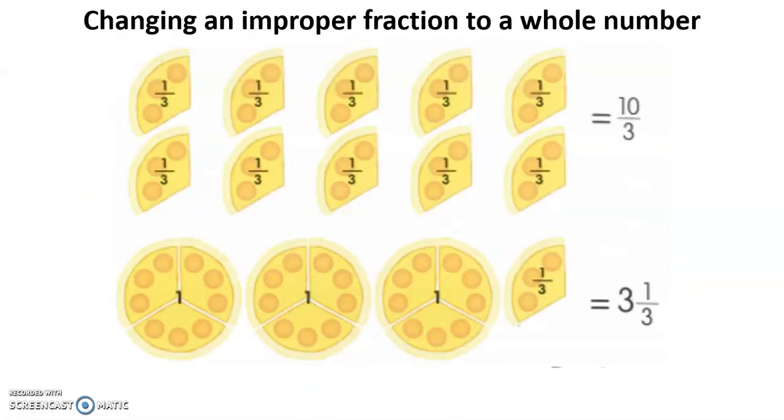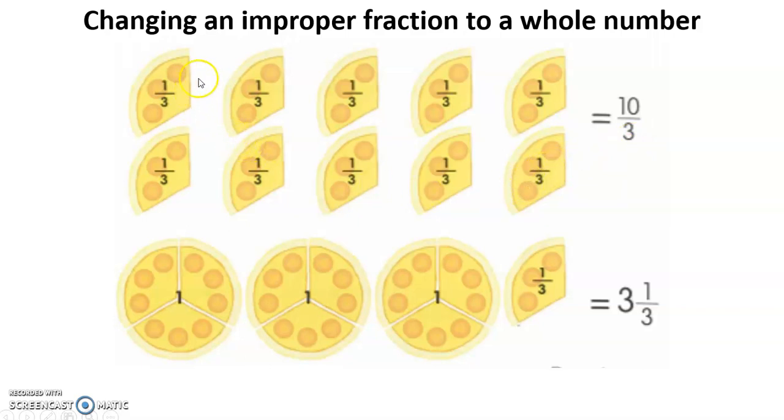So here's another one here. We're going to change an improper fraction to a mixed number. Now, these are pieces of pizza. In this first top half of my screen, I've got 10 thirds, okay? Each piece is a third in size. How many pieces do I actually have? I've got 10. So that is 10/3, because each part is a third in size. So I've got 10 parts that are a third in size.